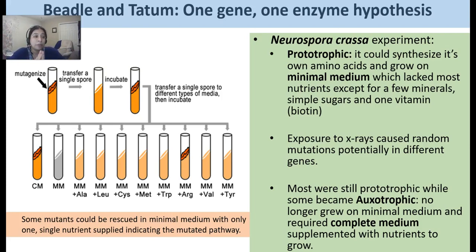So what they observed after examining hundreds of these mutant molds is that most were still prototrophic. They still worked out fine. They were still able to live on minimal media and survive. However, some now became what we call auxotrophic, which means they can no longer grow on that minimal media without any of those amino acids that they needed, but instead required complete medium, which was supplemented with nutrients to grow.